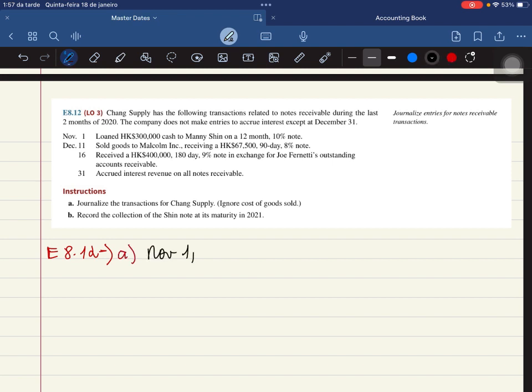November 1st, which year is that? 2020, right? Loan $300,000 cash to Manishin on the 12-month 10% note.